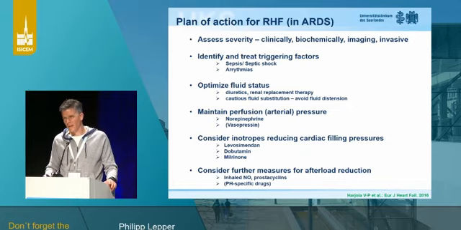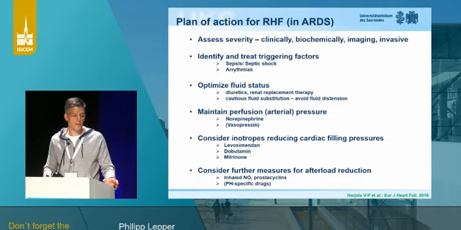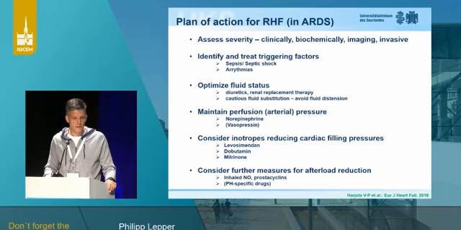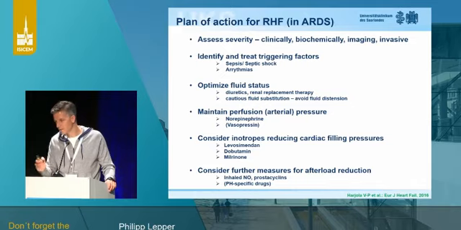And if that's not enough to prevent the progression of right heart failure, then consider further measures for afterload reduction, such as inhaled NO or prostacyclins, or maybe pulmonary hypertension specific drugs, for example, Viagra, yeah, sildenafil, thanks.